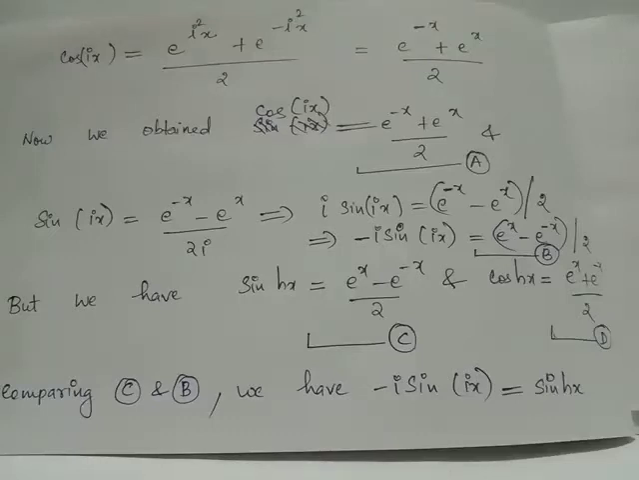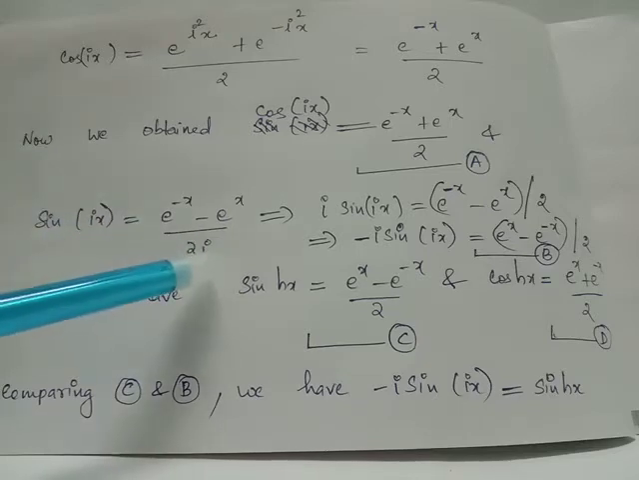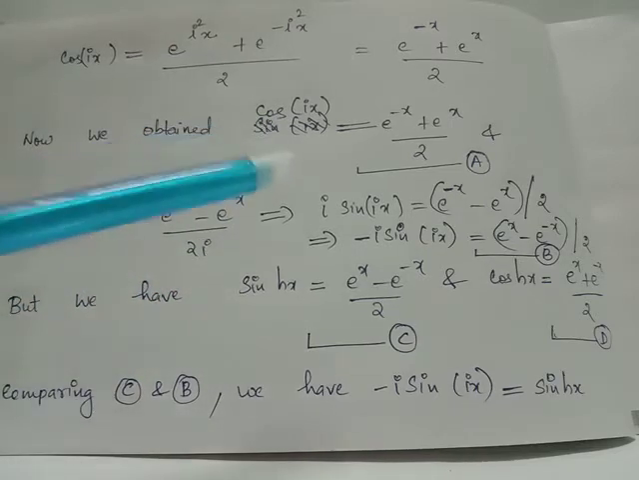We have derived the formulas cos ix equals e raised to minus x plus e raised to x by 2. Number it as equation A. We also obtained sin ix equals e raised to minus x minus e raised to x by 2i, from where we have i times sin ix equals e raised to minus x minus e raised to x divided by 2. We are just taking i to the LHS and thus we obtain this relation.